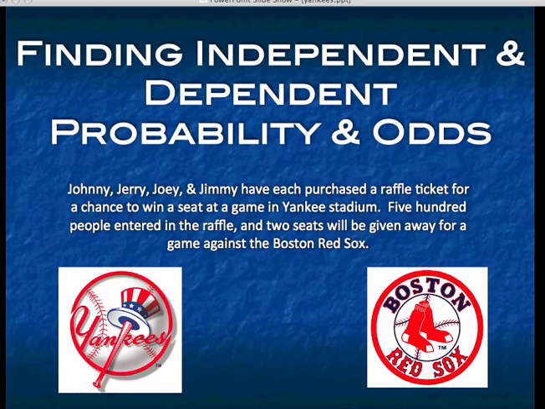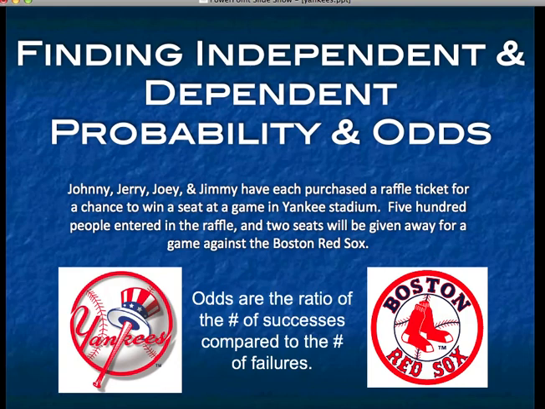We need to define odds, so what we're going to do is define odds as the ratio of the number of ways to find success in an event or a selection, and compare that to the number of ways that you can fail when making a selection.